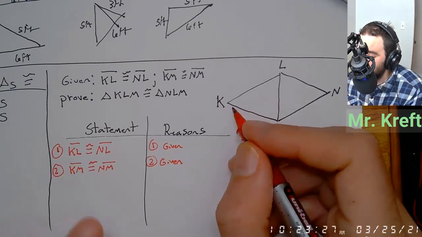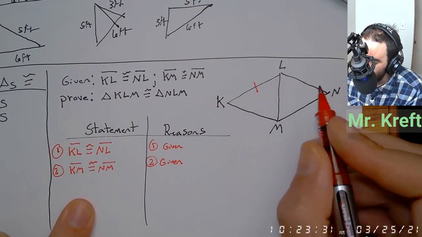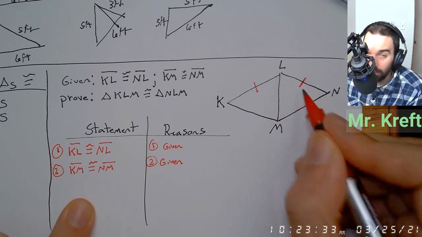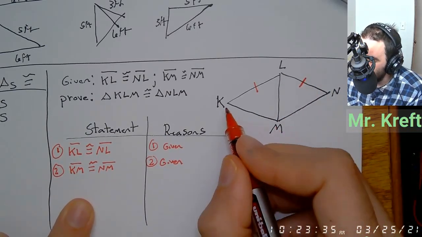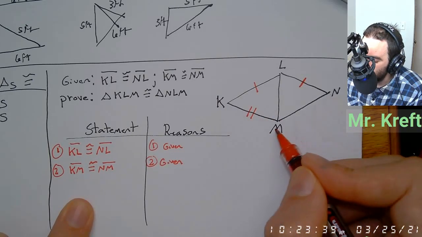Let's update our picture. So it says KL. Where's KL? Here's KL. So KL is congruent to NL. That's over here. And then it says KM. So here's KM. That's congruent to NM.